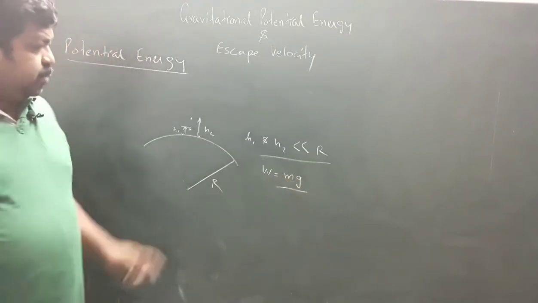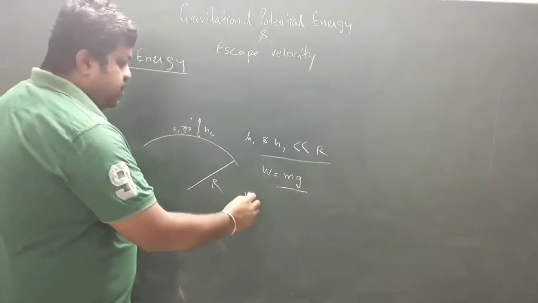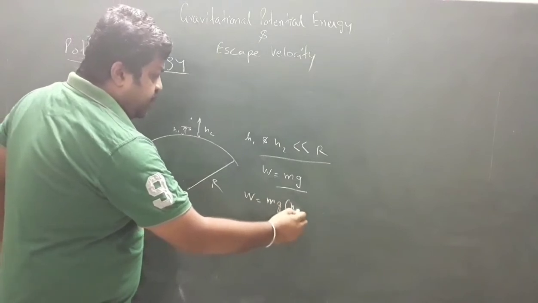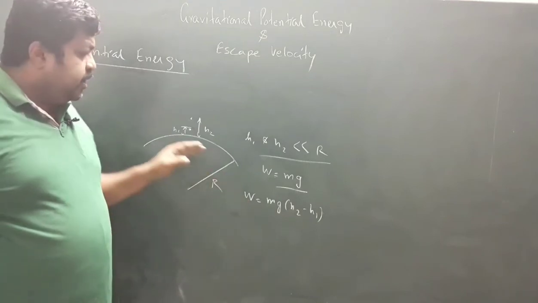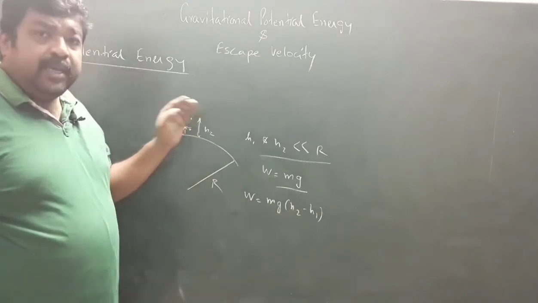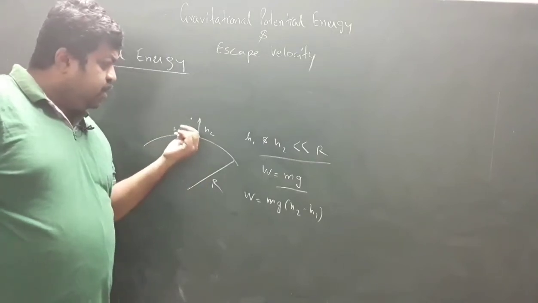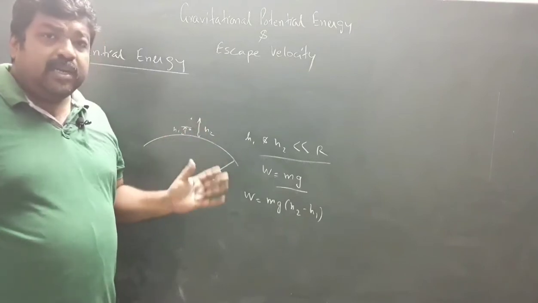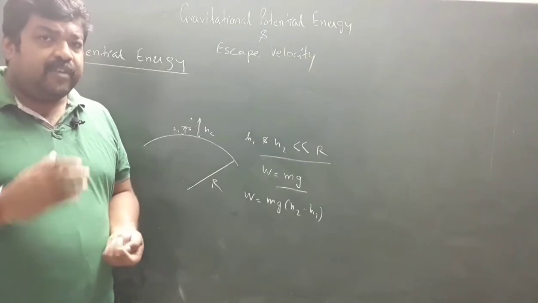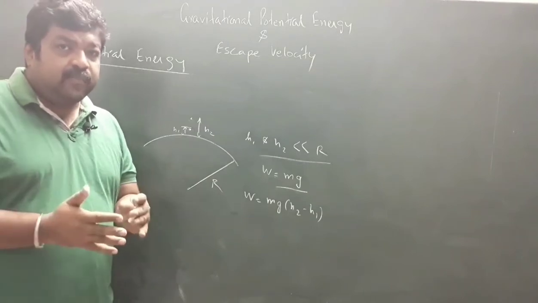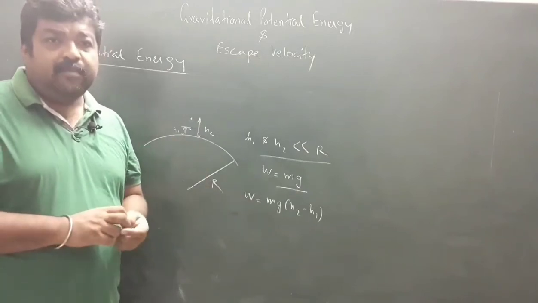equal to mg. If the object is displaced from h1 to h2, the work done will be mg(h2 - h1). This work done depends on the initial position and the final position. It is independent of the path followed while moving the object from h1 to h2. So this work done is path independent, and it shows the conservative nature of the gravitational force. Gravitational force is a conservative force: the work done by this force is independent of path and depends only on the initial and final positions.